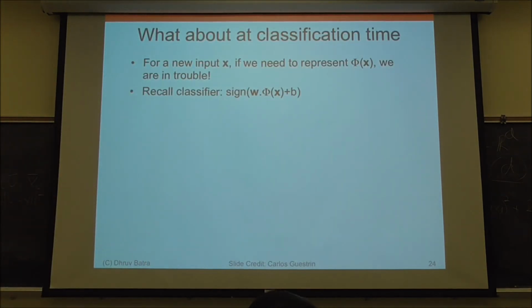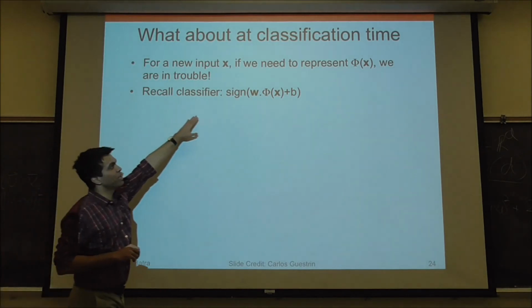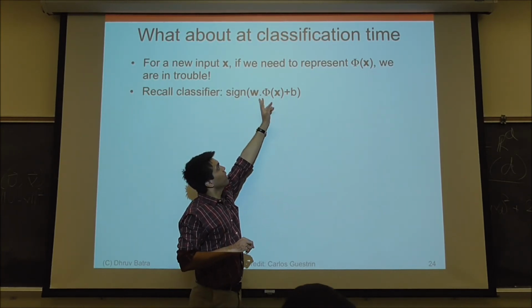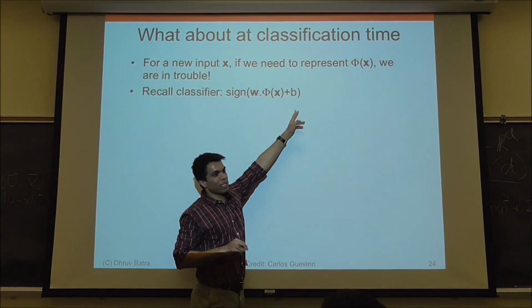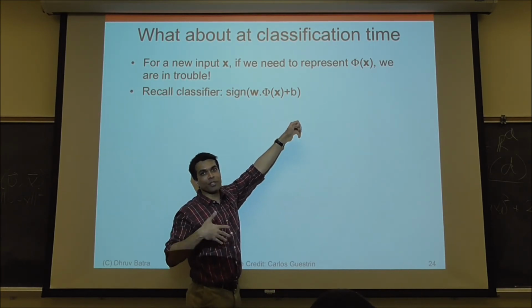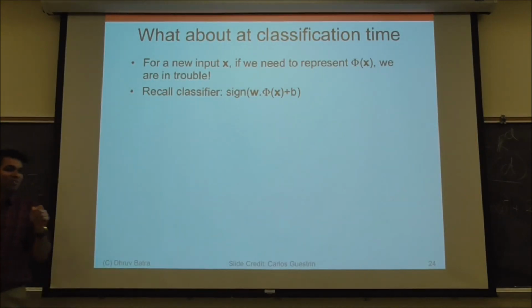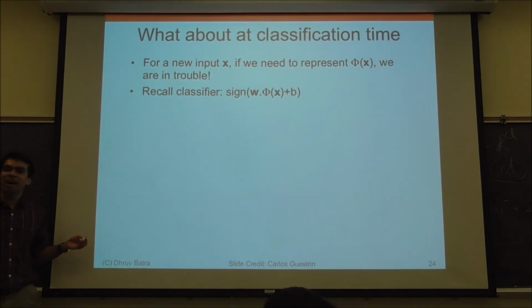Here's a question that is often interesting. Let's say you solve a dual, and at test time, you need to make a prediction. A new data point comes in, and you need to compute w transpose phi of x plus b. That's the score, and you need to say whether this is plus 1 or minus 1. You guys don't get to give the answer to this question because this is a common question that I ask in my lab. But everybody else, how do you do this if phi is an infinite dimensional feature vector?